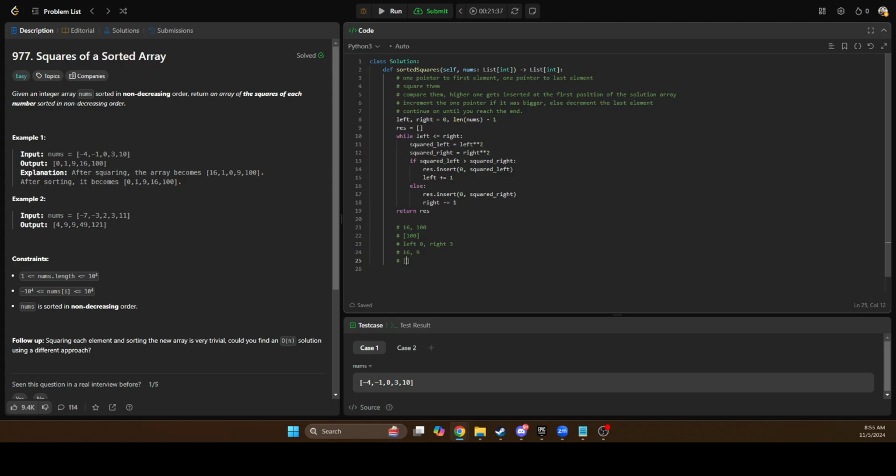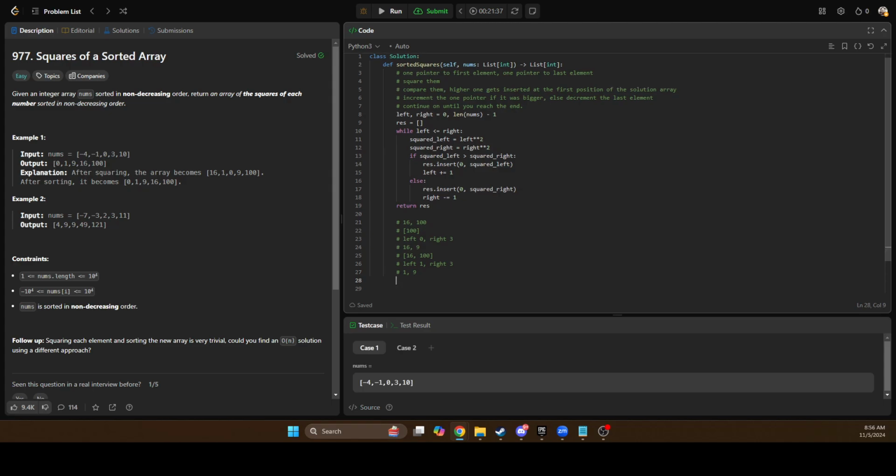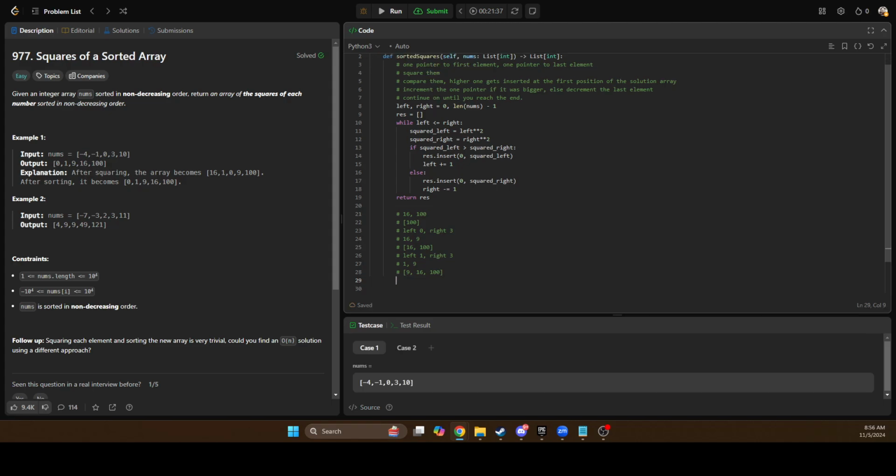We're going to insert it, so we're going to now have 16, 100, and now left goes to 1, and right is still 3. So we're going to say now left is 1 and right is 3, or 9. 9 is greater, so it's going to be 9, 16, 100. And now we're at left is 2, right, or sorry, left is 1, right is 2.